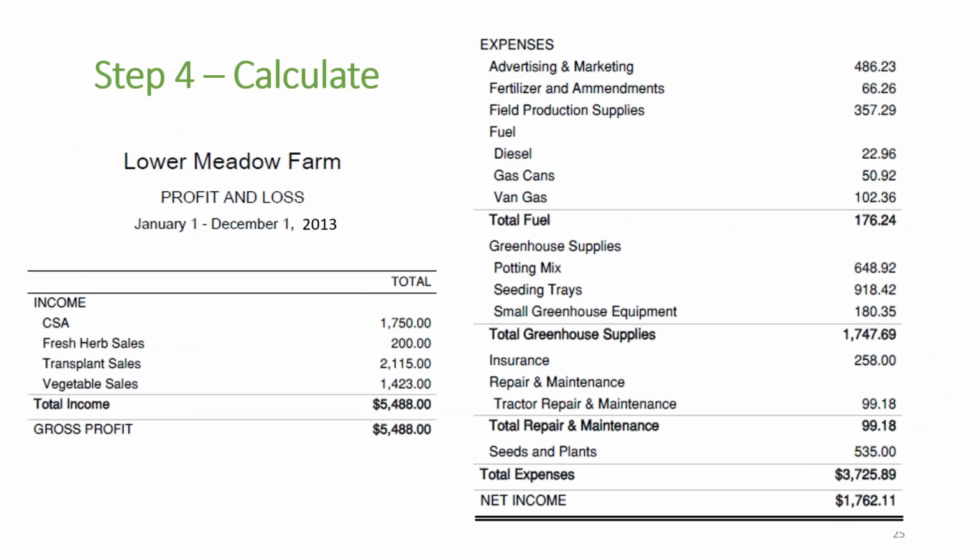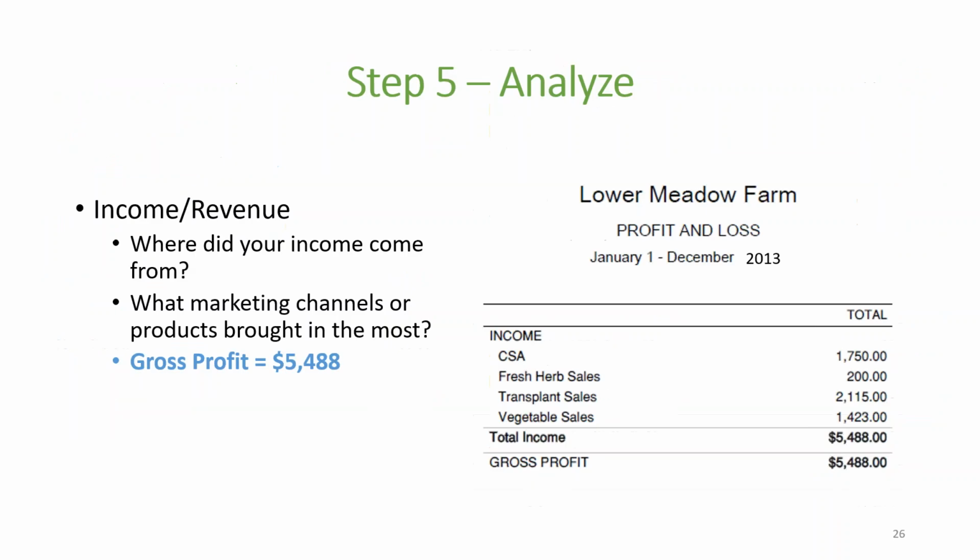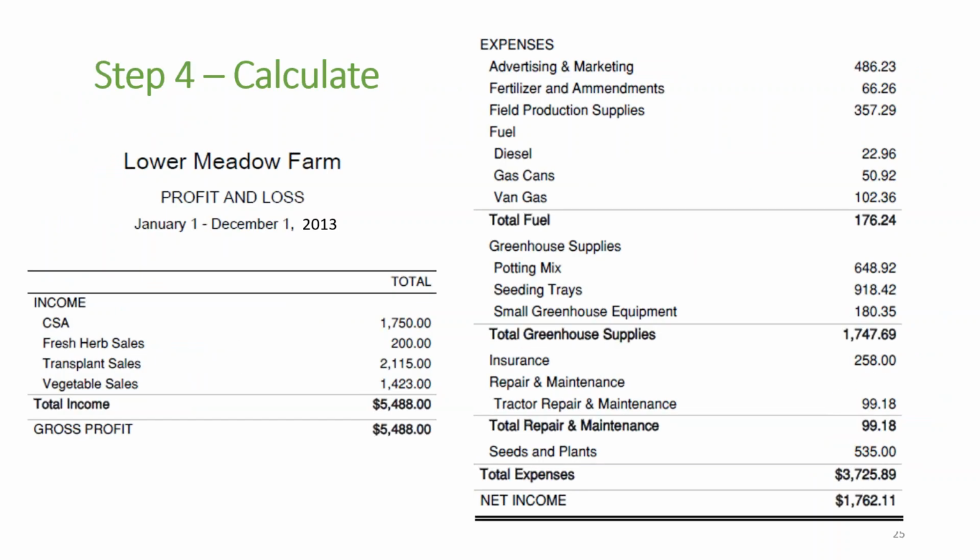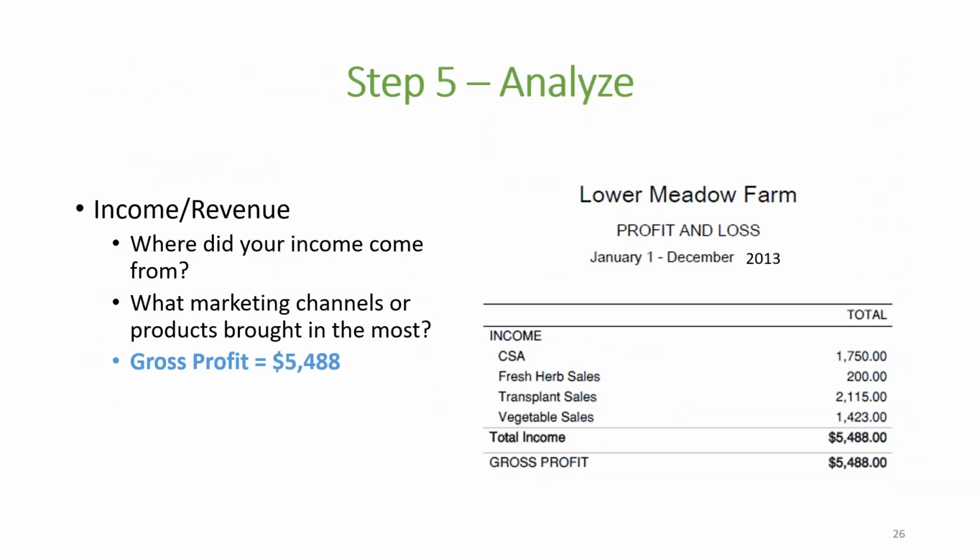So then we get to the point where we calculate. So this is the same profit and loss statement, but now we've gone through the whole process of collecting the receipts, organizing them, putting them into the categories, and adding it up. So step 5 is analyze. So looking at my income, we see here that I have income in 4 different categories.